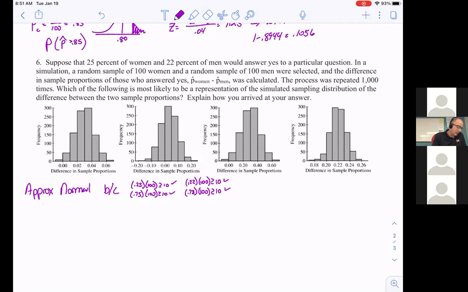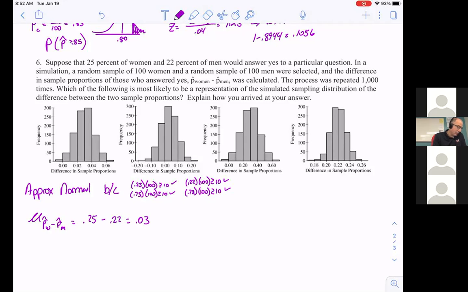So let's talk about the centers. We're going to have some difference in centers. So let's see what we're going to expect the mean of p hat women. I drew a bar there. We're going to expect that mean to be 0.25 minus 0.22. So that means we're going to talk about 0.03. So I need a sampling distribution that is centered around roughly 0.03.